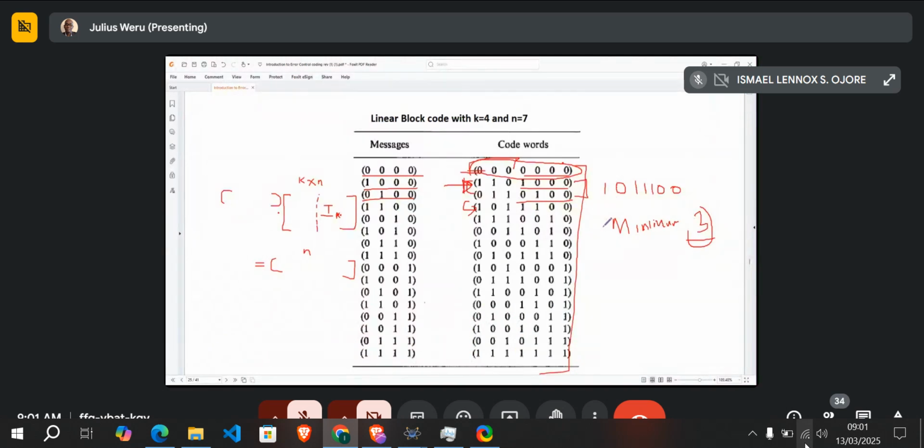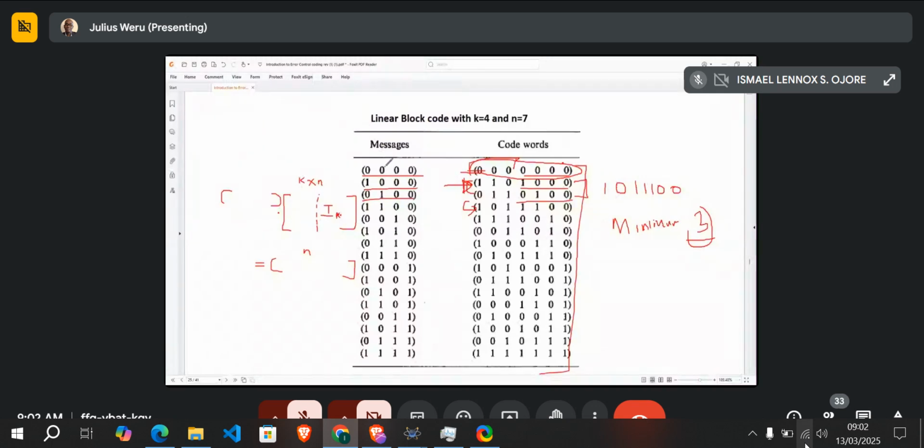Why this is important is because if you want to find out the minimum distance, instead of comparing every code with every other code, which is going to be, I don't know how many comparisons are those. I think it's n into n minus 1 comparisons. Yeah, I think so.